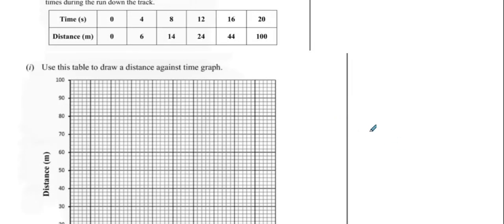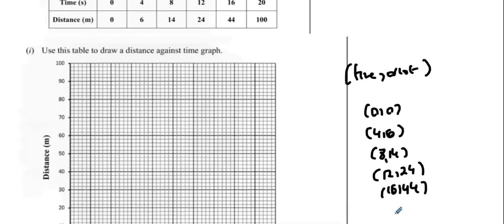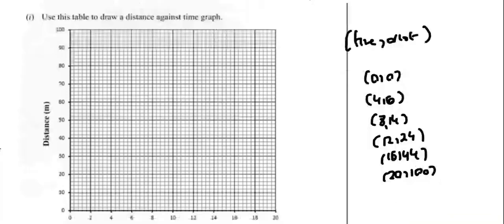Okay, so the points are 0, 0, 4, 6. You're doing time on the x-axis and distance on the y-axis. Then you have 8, 14. You have 12, 24, 16, 44. He should go faster as the race goes on, because by the time you reach the bottom of the hill, you should be at your fastest point. Okay, so we'll see what happens in this graph.